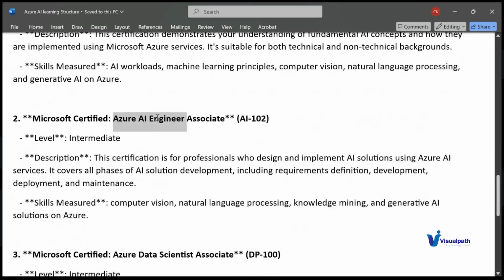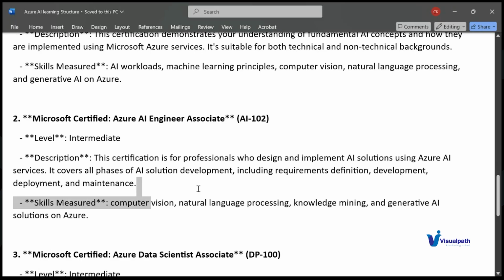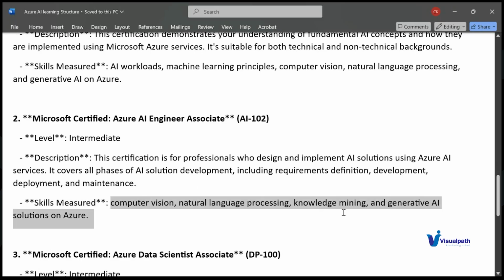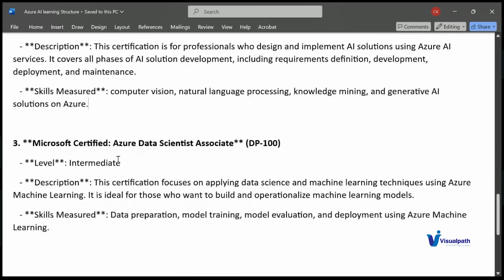One is called Azure AI Engineer Associate, which is at the intermediate level. This certification is mainly focusing on implementation, on AI solution development, deploying the applications, and maintenance. Using these certifications, they will measure your knowledge of computer vision, natural language processing, knowledge mining, and Gen AI. This entire knowledge will be tested by this certification. And then we have Azure Data Scientist Associate, which is also an intermediate level. This mainly focuses on applying data science and machine learning techniques using Azure Machine Learning.